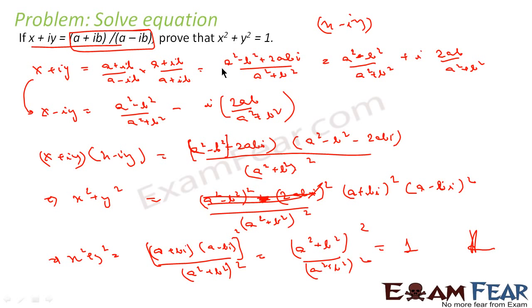You saw what I have done? I first rationalized this to get x plus iy form, then we found x minus iy form, multiplied these two to get x square plus y square, and I solved this, and after solving this I found that the right hand side became 1.